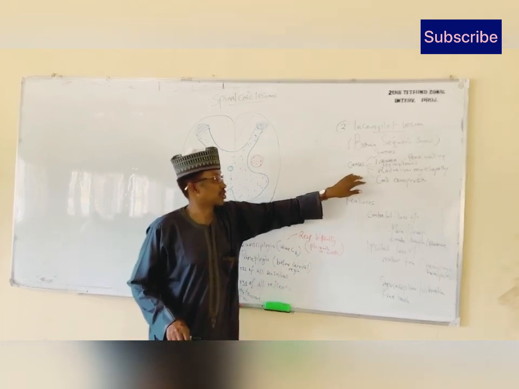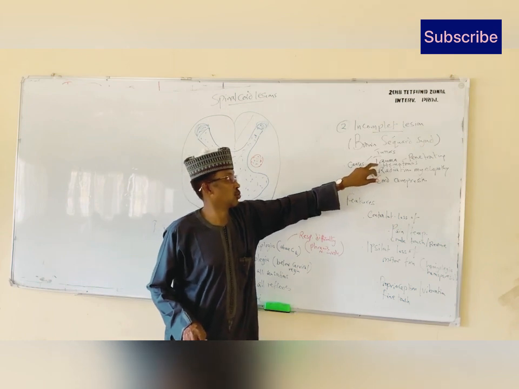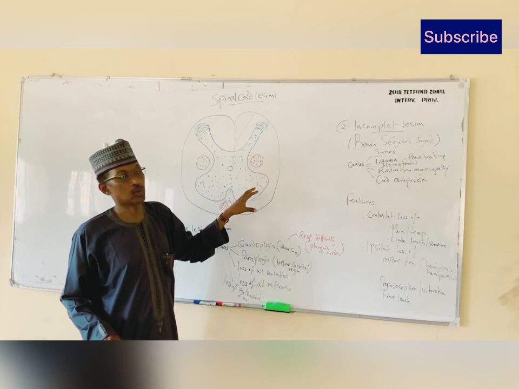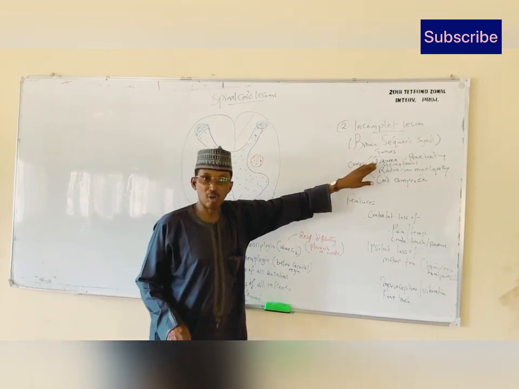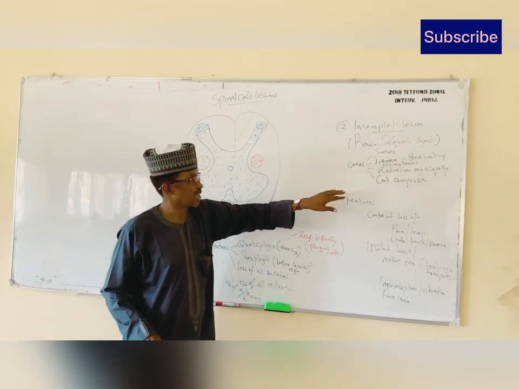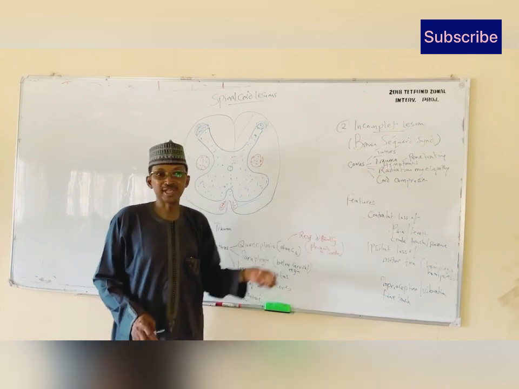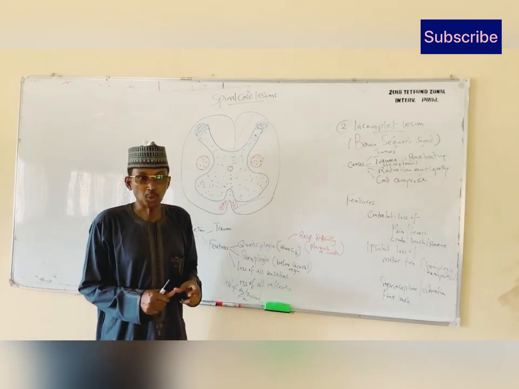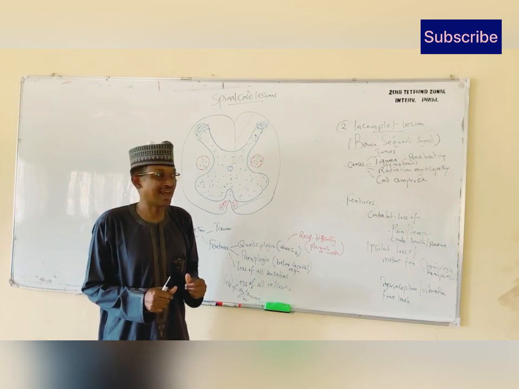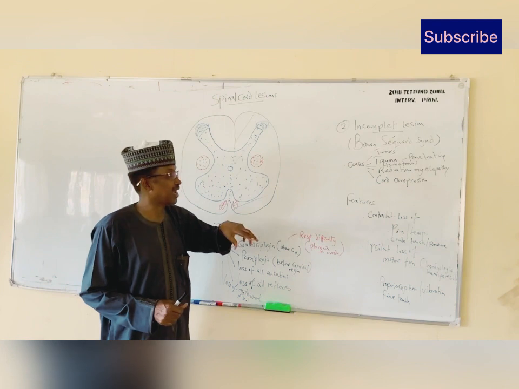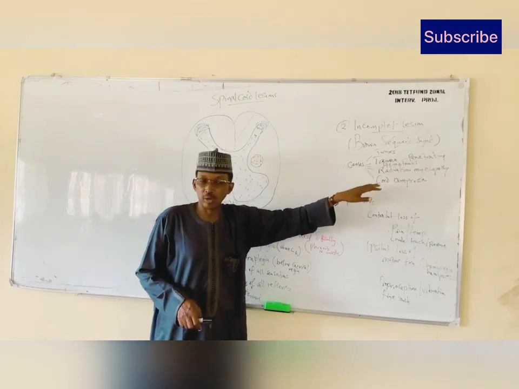Causes of this Brown-Sequard syndrome have to do with tumors. They can chop up half of the spinal cord. Trauma is one of the common causes, as I told you before. And also hematoma, that means accumulation of blood within the vertebral or neural canal that can compress the spinal cord of one side. And also radiation.